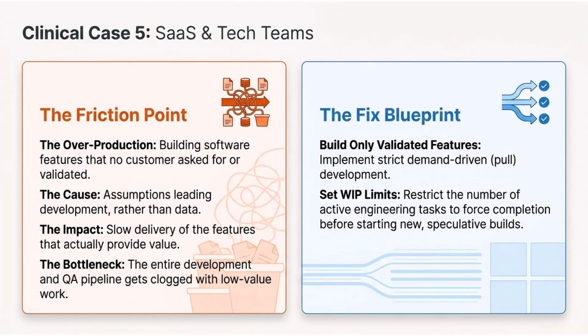And then case 5 is all around SaaS and tech teams. The friction point here, the overproduction, is building software features that no customer asked for or validated. The cause, assumptions are leading the development rather than the data. The impact, slow delivery of the features that actually provide value. And in the bottleneck, the entire development and QA pipeline gets clogged with low value work. So our fix in this case can be to build only validated features, implement strict demand pull development, and then set WIP limits, restricting the number of active engineering tasks to force completion before starting new speculative builds.